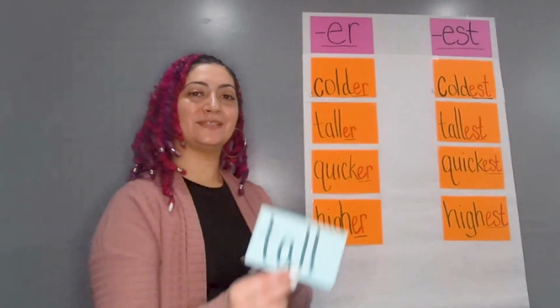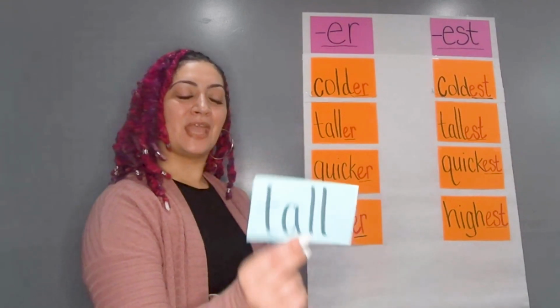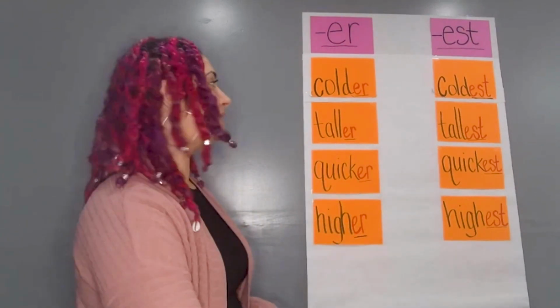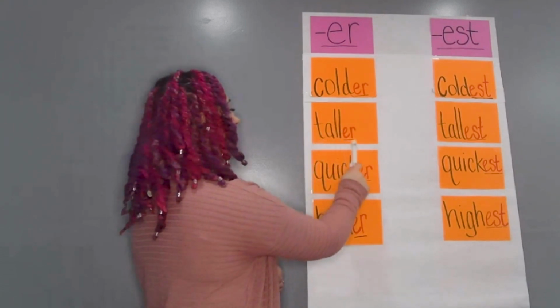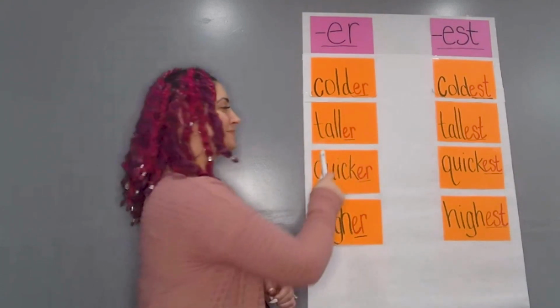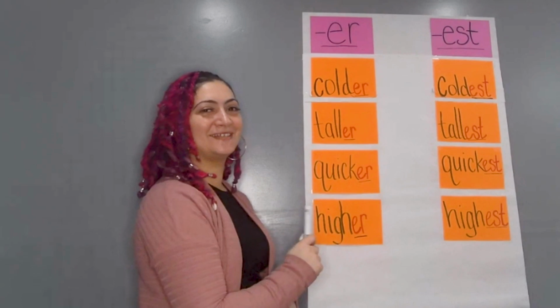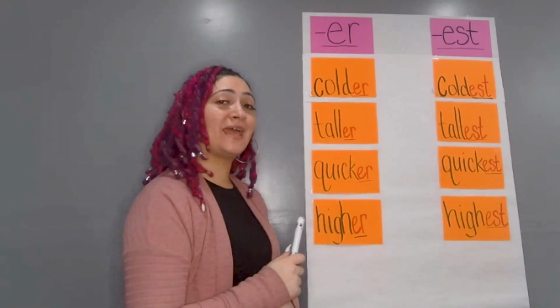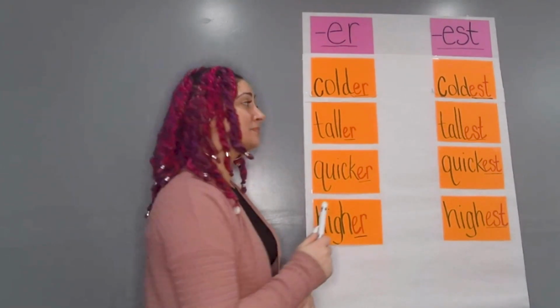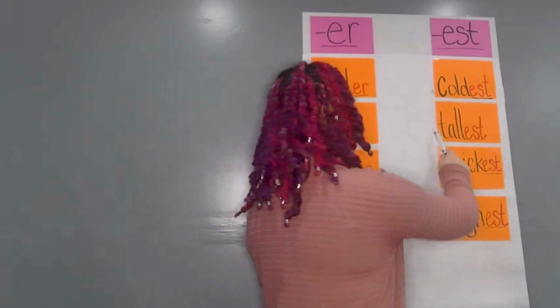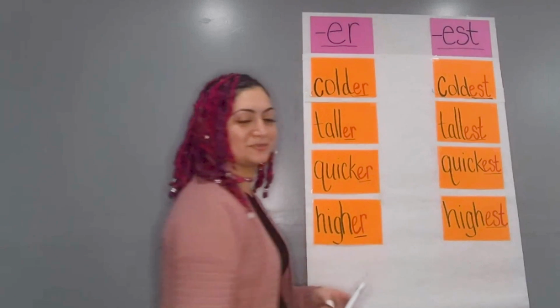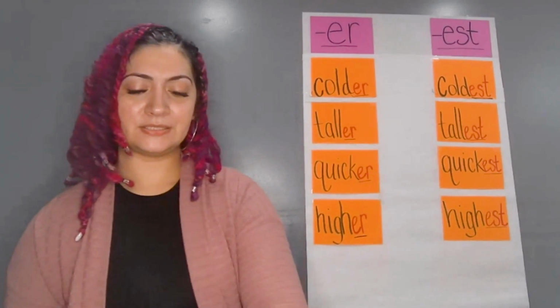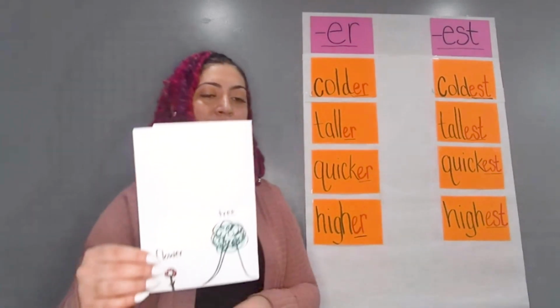Our next word is tall. If we want to add the suffix er to tall, our word becomes taller. What word? Taller. Nice job. Now, if we were to add the suffix est to the word tall, we would have tallest. What word? Tallest. Nice word. Let's look at that really quick.